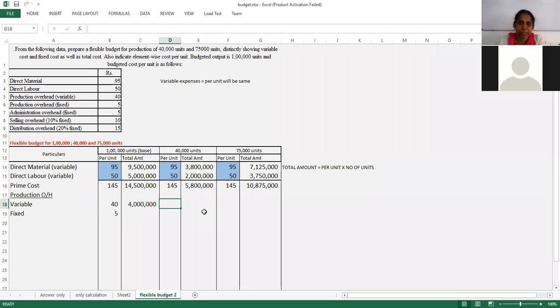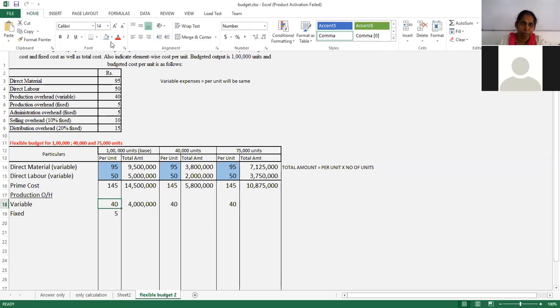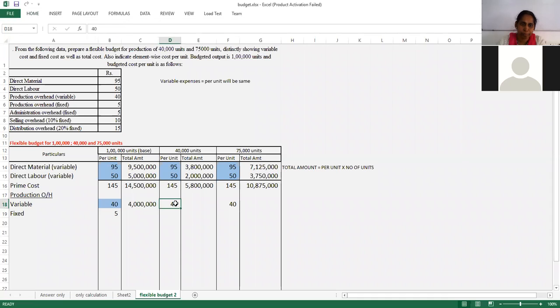If it is variable expenses, what is our main thing? Variable expenses means the per unit will be the same. So I'm taking the per unit column and filling in the same thing, 40 rupees, 40 rupees. I'll be giving the color, so it's easy for you. Okay, 40 rupees, 40 rupees.